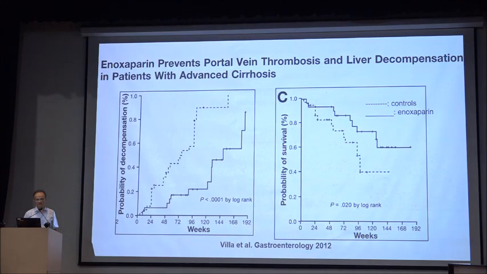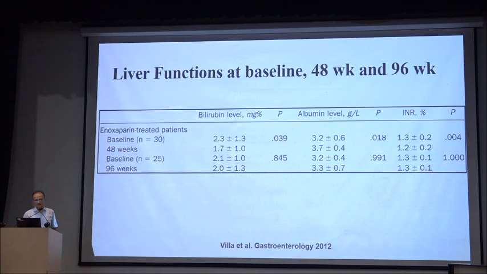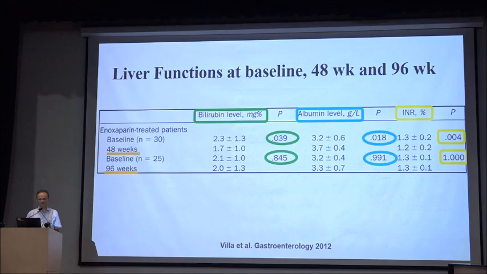More importantly, the probability of decompensation at the end of 96 weeks was less in patients who received enoxaparin, and the probability of survival was also more in these patients. Among the liver functions, compared to baseline, at 48 weeks, while the patient received enoxaparin, there was a significant reduction in the bilirubin, albumin, and the INR. But when the enoxaparin was stopped at 48 weeks, then at 96 weeks they returned back to the baseline, again indicating the favorable effects of enoxaparin in this group of patients.